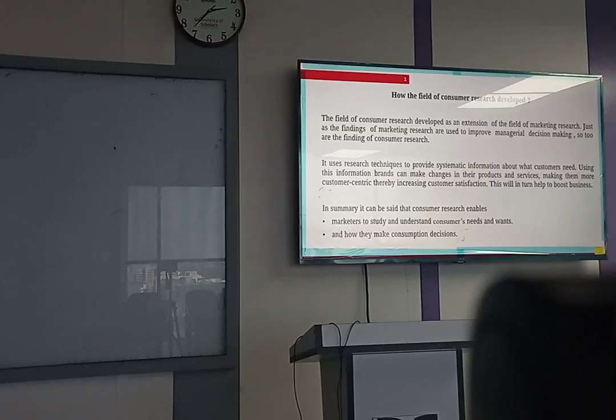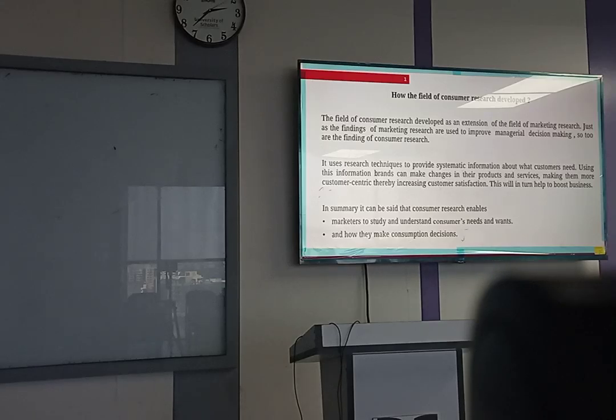Why do we change the strategies in the business, in the marketing? For better sales. Better sales improvement. So too are the findings of consumer research. Consumer research is also done for the betterment of the customer, also for the betterment of the business. It uses research techniques to provide systematic information about what consumers need.